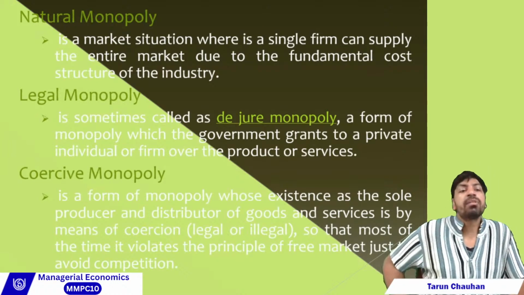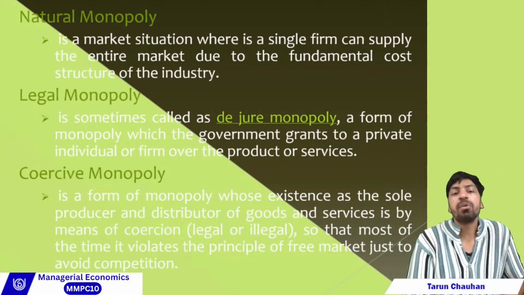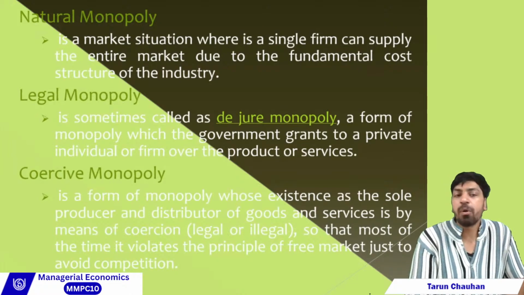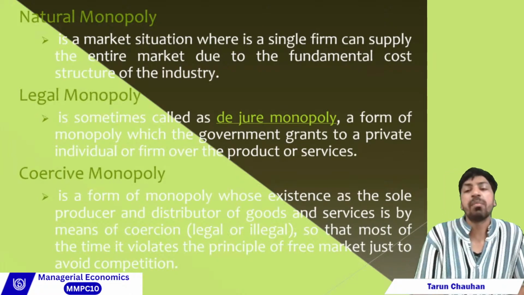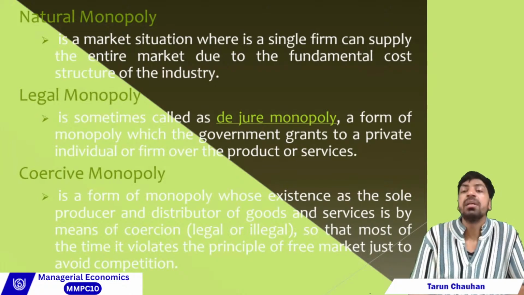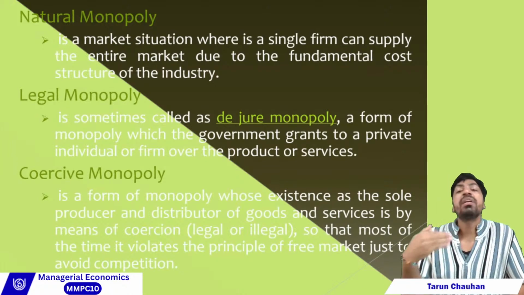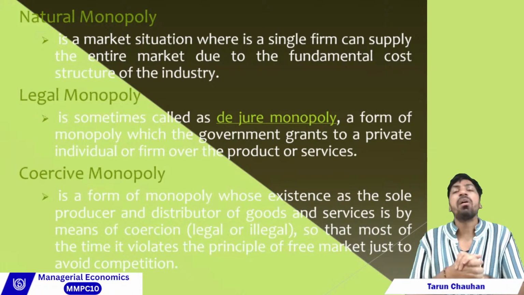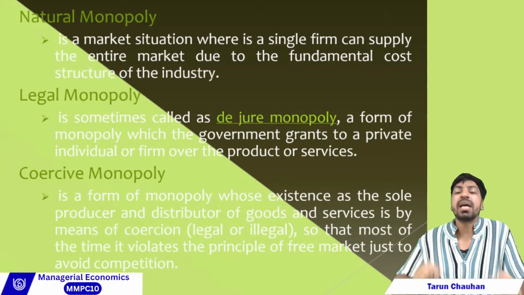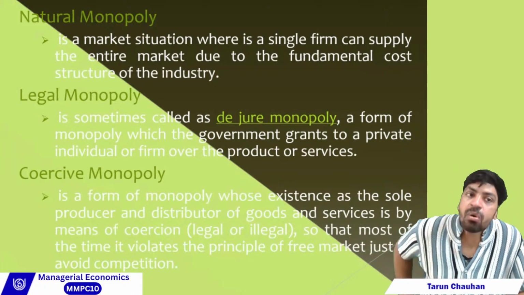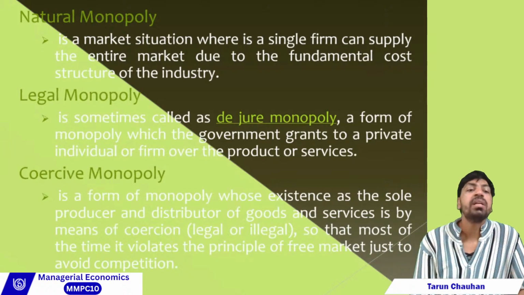Now we talk about the legal monopoly. Legal monopoly is sometimes called de jure monopoly. It is another form of monopoly where the government grants a private individual or firm control over the product and services. It means the government will grant permission to a private individual or firm to control the market or offer the products and services at a given price, and that's called the legal monopoly.